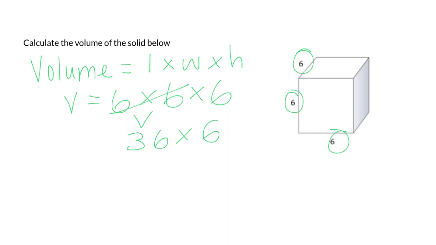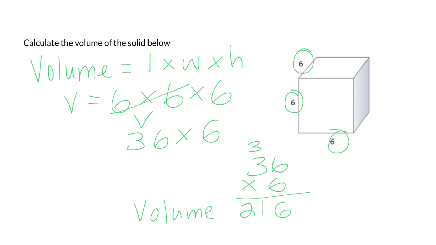I did this part. Now I'm going to real quick model the standard algorithm here. If you would like to do this using the area model or a partial product way to do multiplication, that's okay too. 36 times 6. I know that 6 times 6 is 36. 6 times 3 is 18, and plus 3 is 21. So we are looking at a volume of 216 cubic units for our cube.